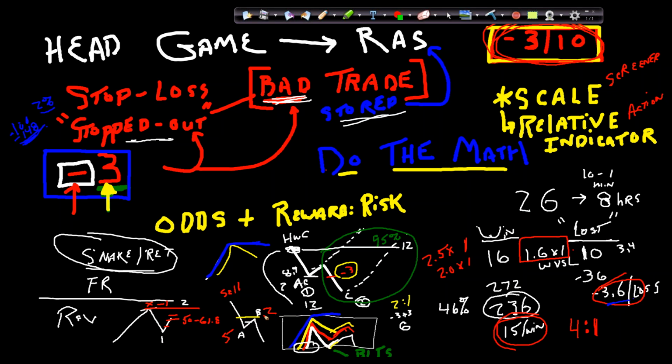Because why? Why would I allow 2 pips? What's 38% of 5? Or better said, just round it up. What's 40% of 5? 2. Which is also why we say scale it up. If it comes down to a 10 pip pullback, you better allow at least 4 pips of pullback. Because what's 38% of 10? 3.8.